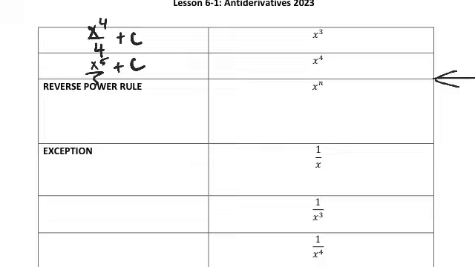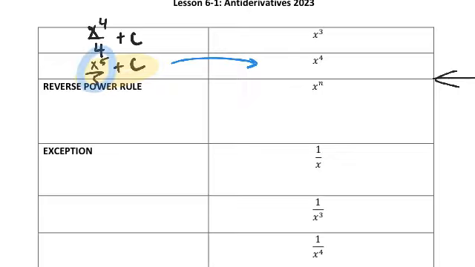Always remember, there's no reason to ever make a mistake on an antiderivative, because you should be able to take the derivative and get the answer. So for example, if you think that x to the 5th over 5 plus c is the antiderivative of x to the 4th, well, let's just check that. Take a derivative, right?